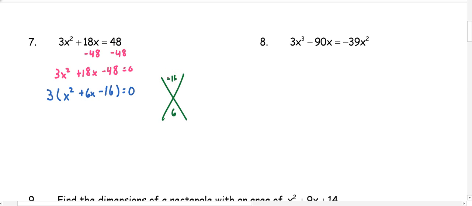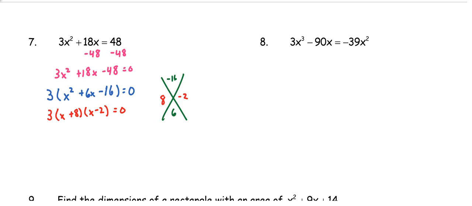So I know two numbers that multiply to 16 are 4 and 4. But when I make one of those negative, that's going to add to 0. So that's not going to help. So a different thing that multiplies to negative 16 is 8 and 2. And I know 8 is going to be positive because I'm adding to 6. So when I factor, I get 3 times x plus 8 times x minus 2 equals 0.